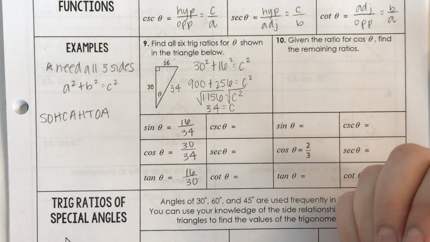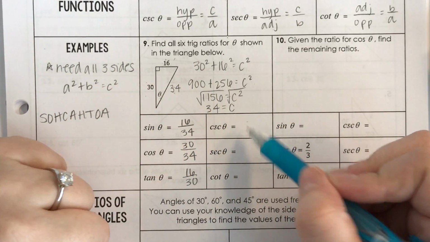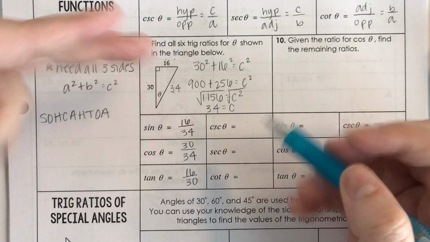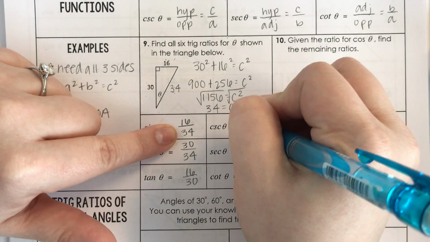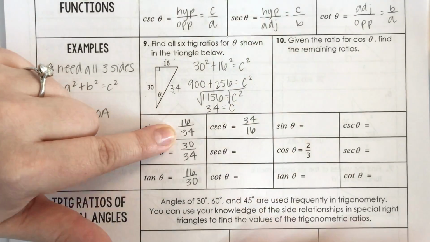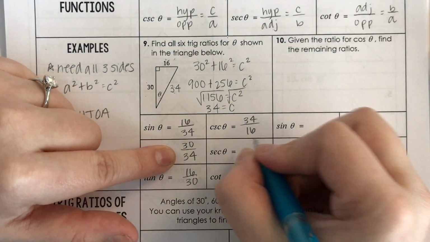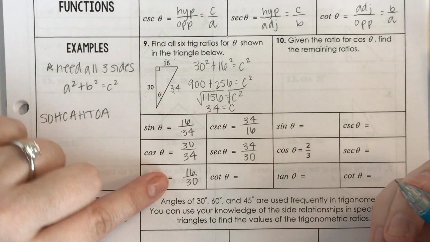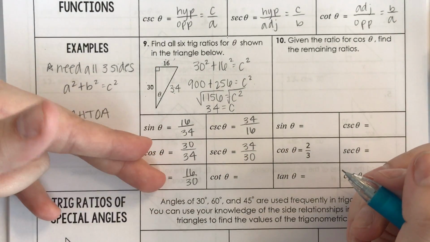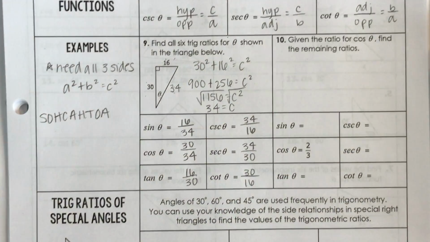Okay? So let's find the other ones, the opposite. So all you have to do to find these is take these and flip them over. So the reciprocal of 16 over 34 is 34 over 16. Reciprocal of 30 over 34 is 34 over 30. And then the reciprocal of 16 over 30, flip it over, 30 over 16.